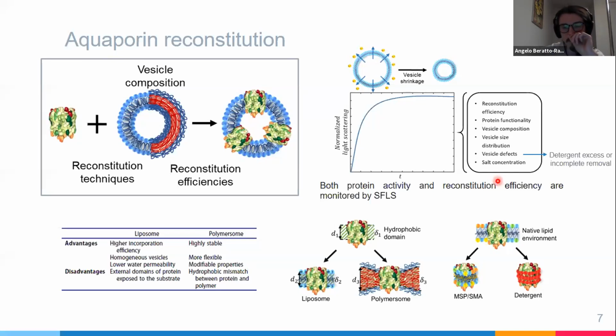Also, I want to mention that vesicle defects can be produced by the presence of detergents when they are added in excess or when the removal of these detergents is not complete. So that's why it's interesting to consider some detergent-free strategies that could avoid these problems.